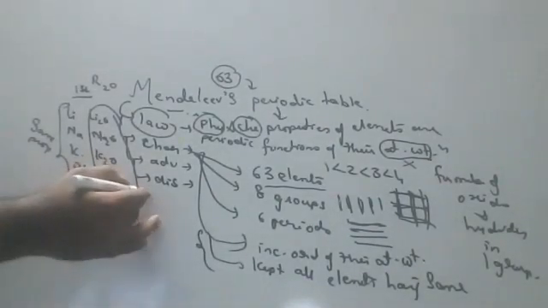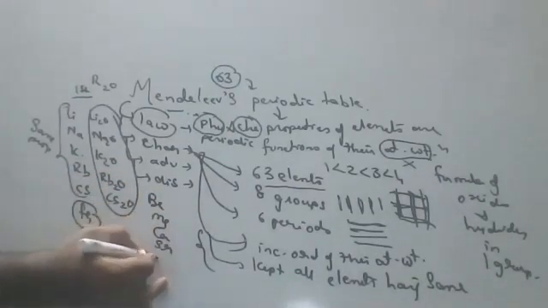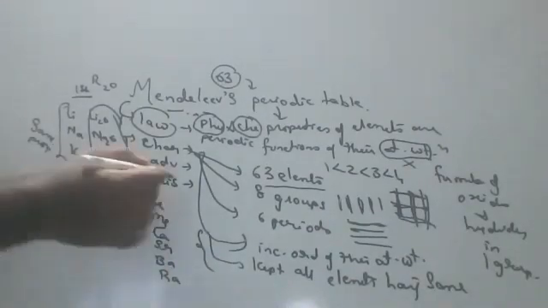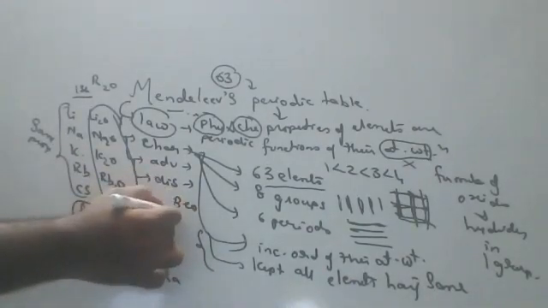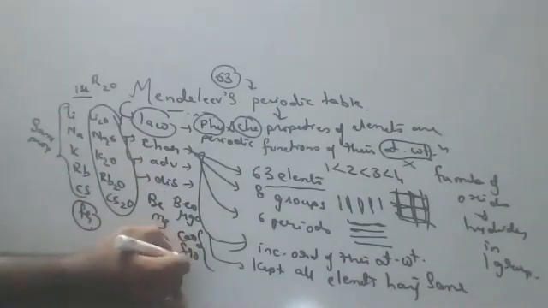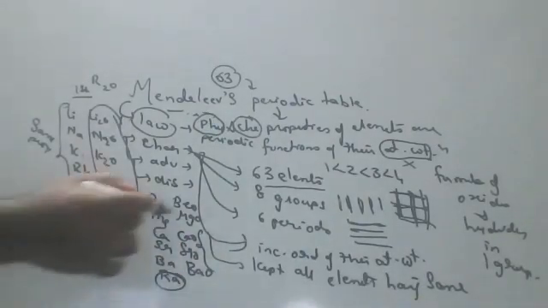Suppose in the second group, beryllium is there, magnesium is there, calcium is there, strontium is there, barium is there, radium is there. What is the beryllium oxide formula? BeO. What is the magnesium oxide? MgO, CaO, SrO, BaO. Of course, radium is a radioactive element, you should not consider. All of them have the same formula.